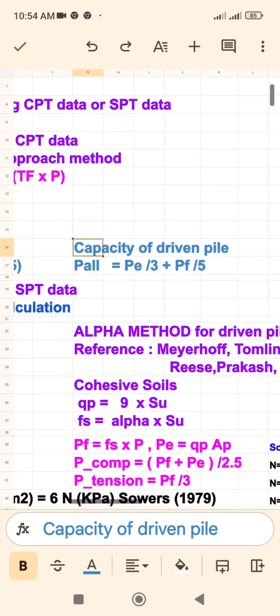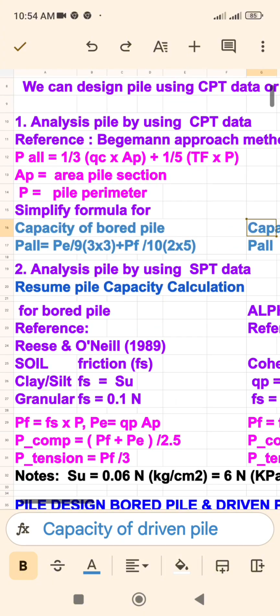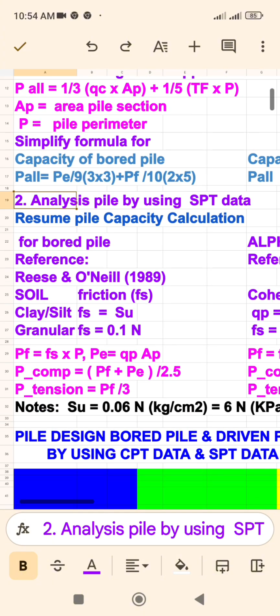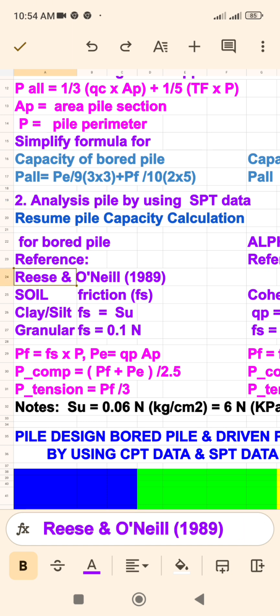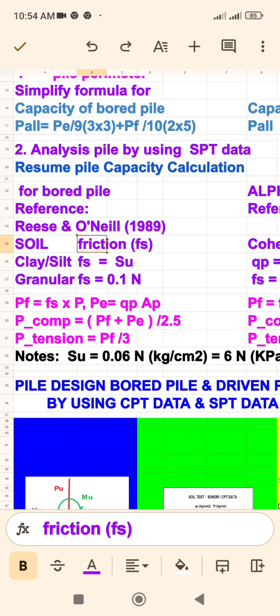we use alpha method, reference: Meyerhof, Tomlinson, Reese, Prakash, API. Cohesive soils: QP equals 9 x SU, Fs equals alpha x SU, PF equals Fs x P. P ay equals QP x AP. P compression equals PF plus P ay over 2.5. P tension equals PF over 3.